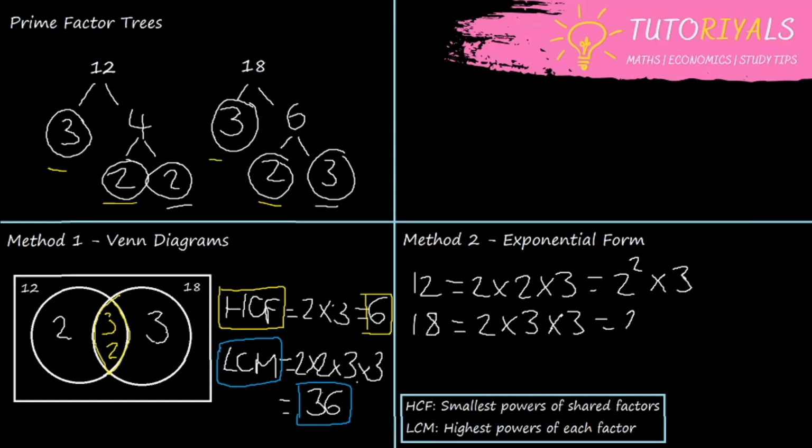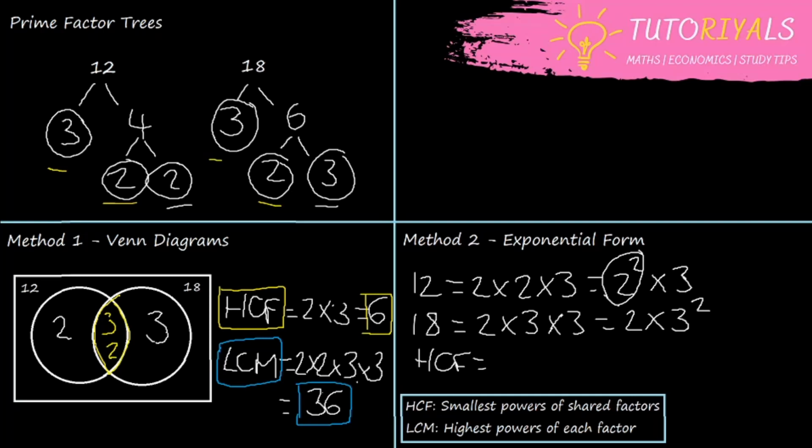Then, to calculate the highest common factor, we look at the smallest powers of shared or common factors and multiply them together. Here, both 2 and 3 are common, so we consider them both. But if there was a factor of 5, for example, that was present in 12 but not in 18, then we would ignore it when calculating the HCF.